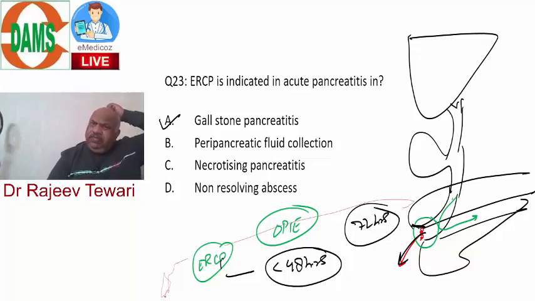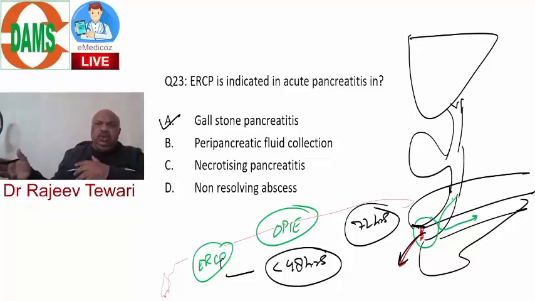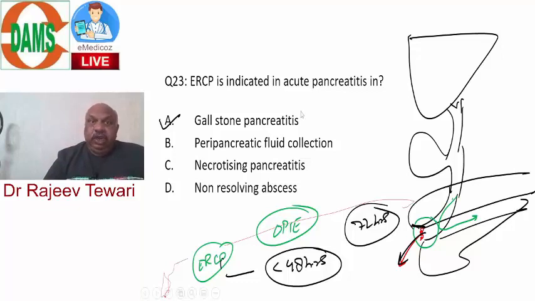Sometimes we do ERCP for complications like pseudocyst, to know the communication of the cyst and pancreas, or stenting. But in the acute phase of pancreatitis, there is only one indication. This is gallstone pancreatitis within 48 hours. This is the golden period.